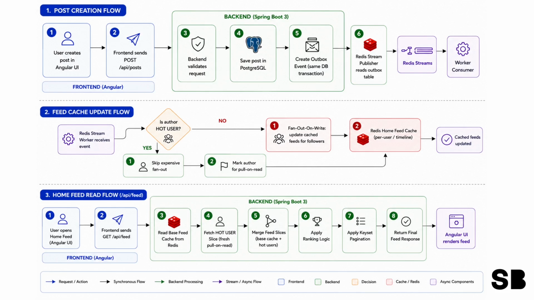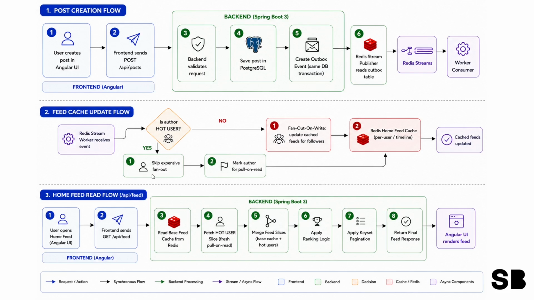If the author is not a hot user, then the system can use fan out on write. Fan out on write means that when the author creates a post, the system immediately pushes that post into the cached feeds of the author's followers. So if the author has a normal number of followers, this is efficient. The worker updates the home feed cache for those followers. Then, when followers open their feed later, the feed is already prepared. This makes feed reading very fast.